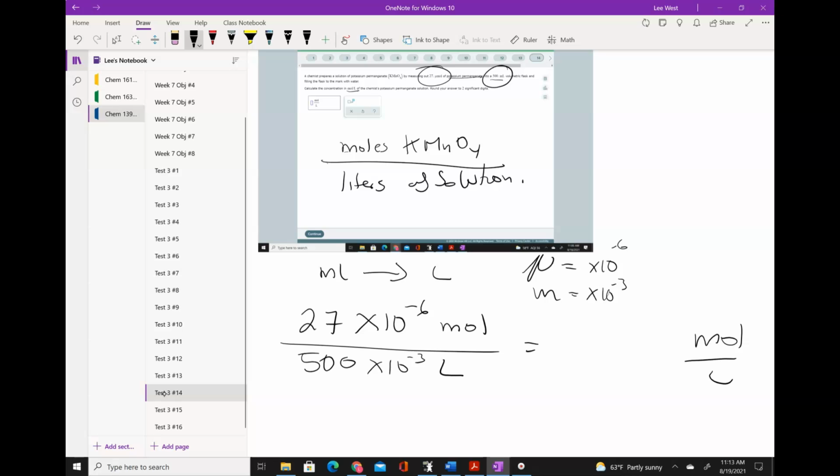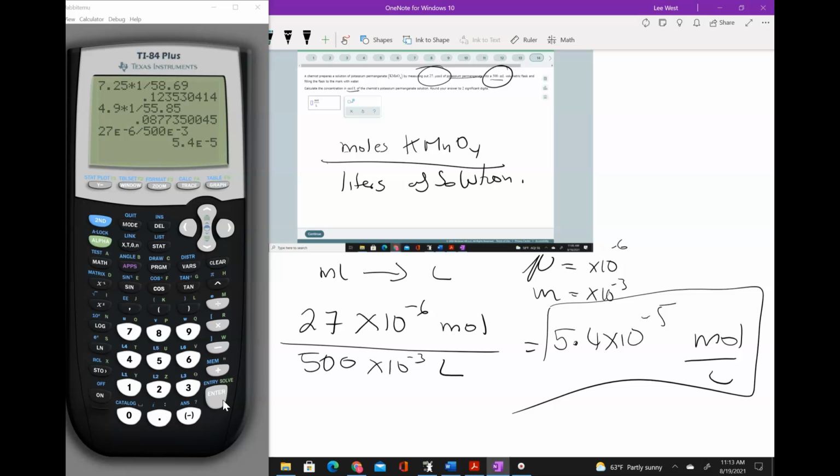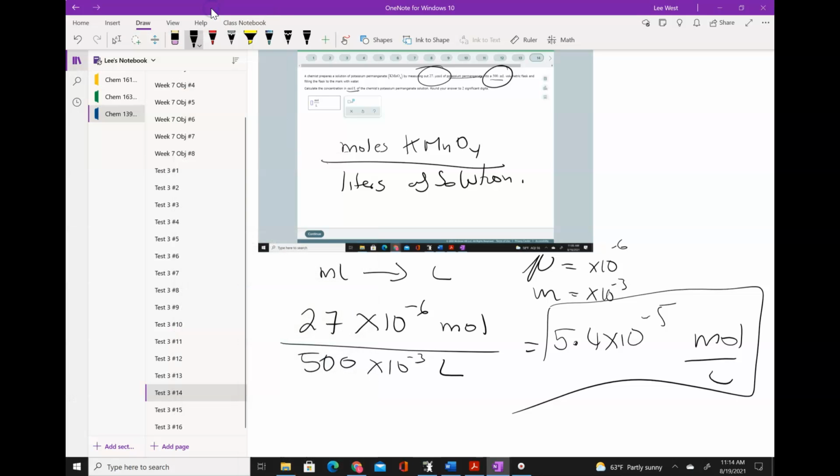And what are my units going to be? Moles per liter. Now, just got to put that into my calculator correctly. 27 times 10 to the minus 6 divided by 500 times 10 to the minus 3. Booyah. And there we go. We want 2 significant figures, so this is perfect. 5.4 times 10 to the minus 5 moles per liter. Easy, all right? Easy, easy, easy.